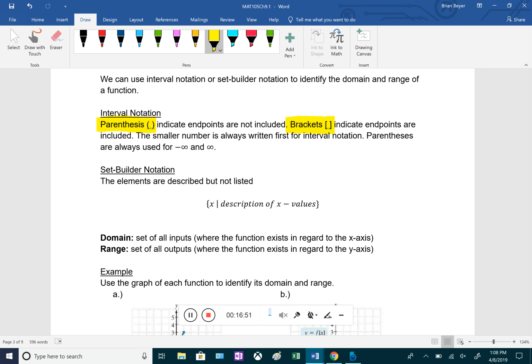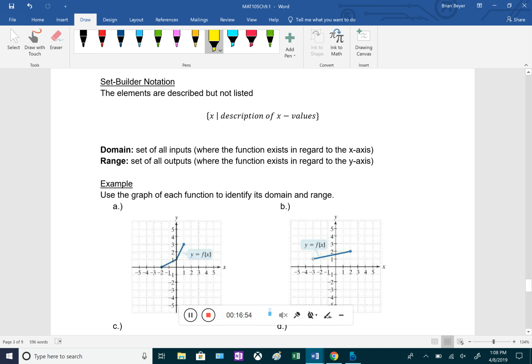For set builder notation, it is used when the elements are described but not listed. So it's going to be written like this, where it's a squiggly bracket, the brace representing a set. It's the set of all x values such that whatever the description of the x's is. So this could be something like the set of all x's such that x is between -1 and 5. So that would be the description of an example for domain or range. In this case, domain, because I put an x. Okay, but like I said, I'll be focusing on interval notation.